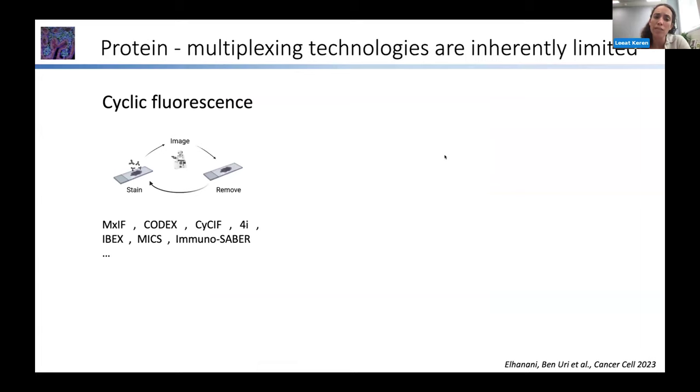The first category is cyclic fluorescent approaches, whereby you take antibodies that can recognize a specific epitope that you're interested in seeing in the tissue, you stain with them, and you image using fluorescence. The problem, of course, is that with fluorescence, we can't multiplex more than three, maybe four if you really try hard, proteins at a time. And so if you want to get to higher multiplexing capabilities, you need to do this in an iterative process whereby you stain, you image, you remove, and really the different methods differ in how exactly they do this cyclic process.